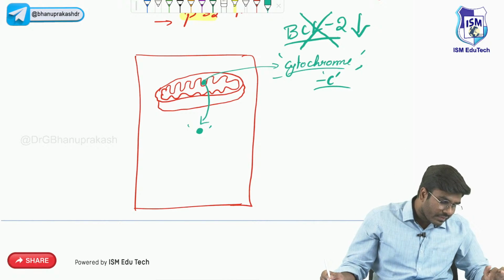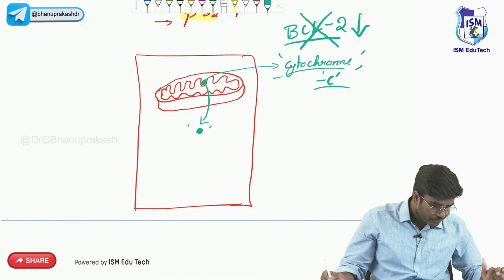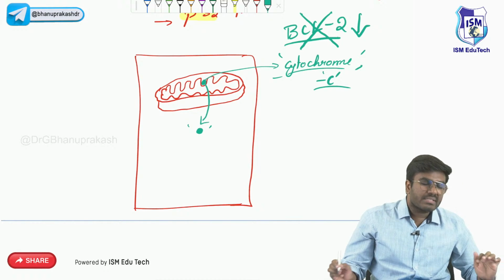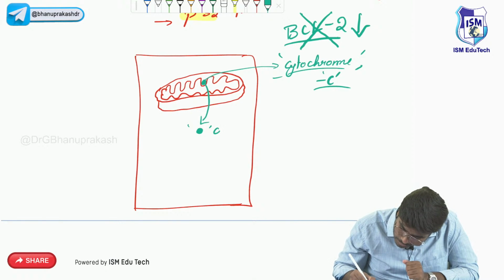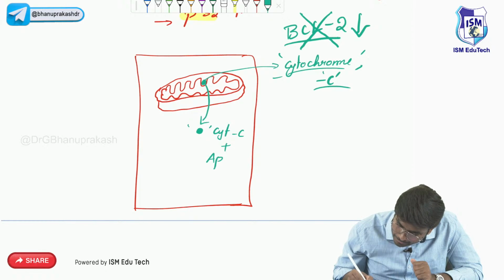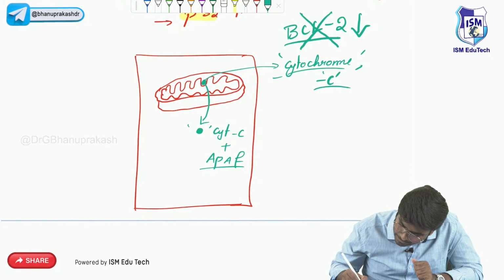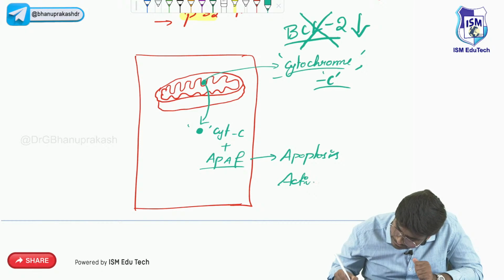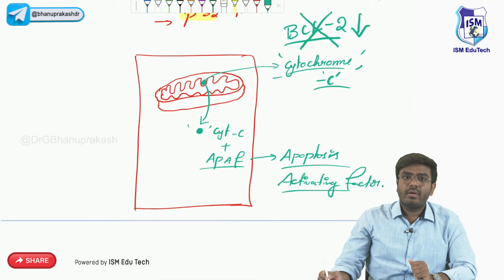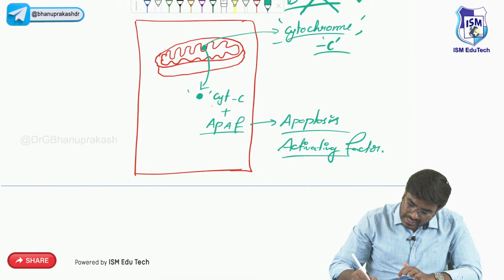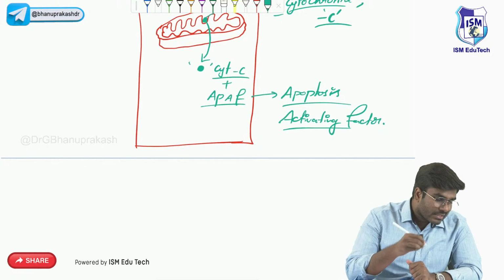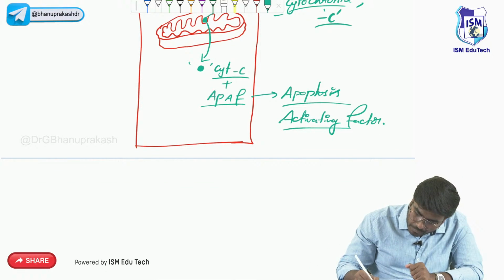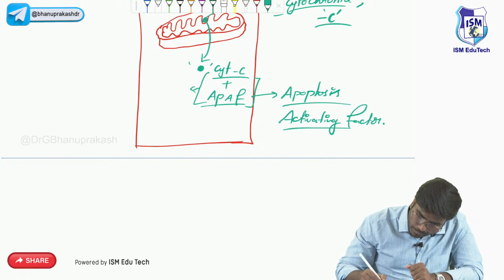Cytochrome C is now leaking into the cytoplasm. Now, what happens, sir? Whenever the cytochrome C leaks into the cytoplasm, it will bind with a substance in the cytoplasm called APAF, apoptosis activating factor. APAF means apoptosis activating factor. Now this APAF along with the cytochrome C forms a complex called the apoptosome. This complex of cytochrome C and APAF is called apoptosome.